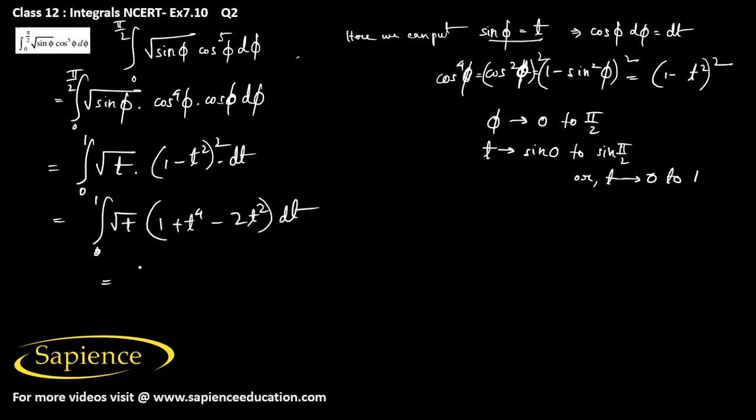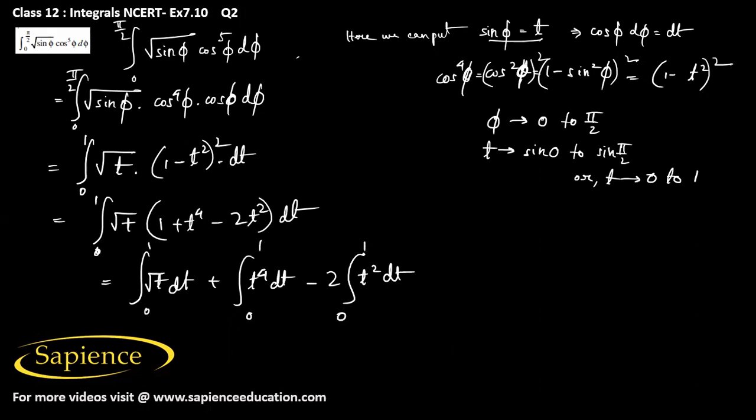So this will be equal to integral root t dt, plus integral t power 4 root t dt, then minus 2 integral t square root t dt. All of these will go from 0 to 1.